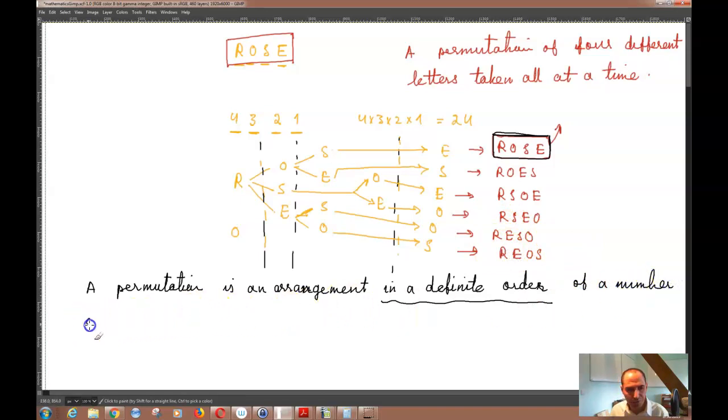And when we say number of objects over here, we have 4 objects here, R, O, S, and E. The 4 objects could be 4 people. The 4 objects could be, for example, 4 days of the week. The 4 objects could be, for example, tables, anything. Basically, it has to be 4 different objects, of a number of objects taken some or all at a time.